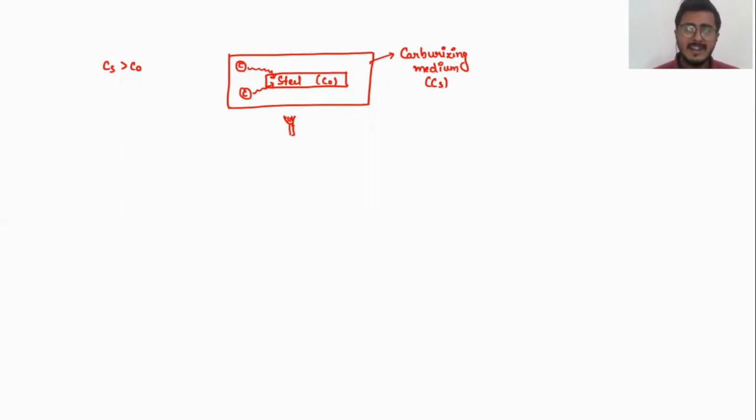Now it is an unsteady state diffusion. Why is that an unsteady state diffusion? Basically, because the concentration of the carburizing medium is fixed. First of all, we need to understand that the amount of carbon present in the carburizing medium is not infinite. It has a particular concentration, that is CS in this case. Moreover, with respect to time, the amount of carbon that is diffusing through the surface increases everywhere. So it is basically a kind of unsteady state diffusion.